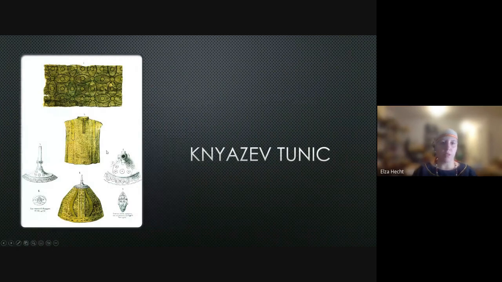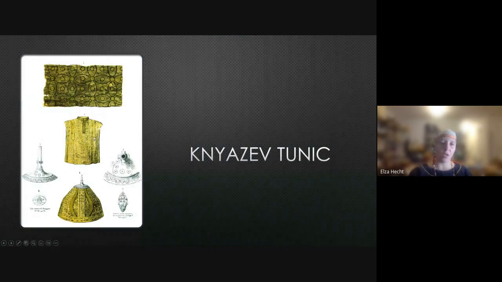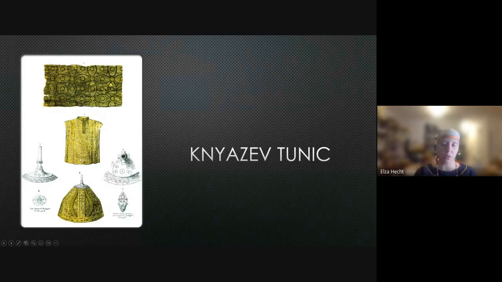Okay, another piece that was saved in the 19th century, but now it's lost. So this is the resource. This is the book that was created by one of the historians back in the 19th century. This is Knyazev tunic, meaning the king's tunic. This is the fabric sketch, and this is how the tunic looked. And this is his helmet.